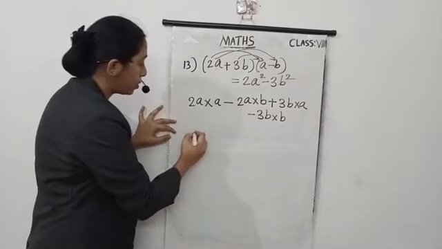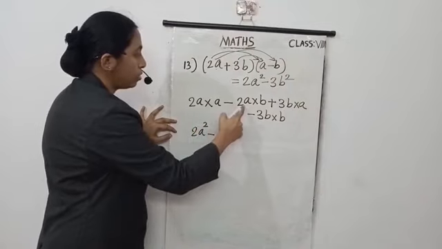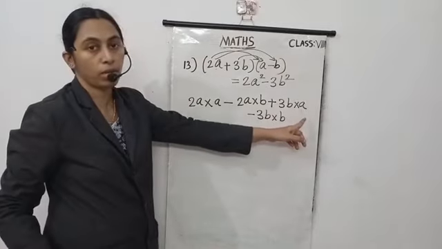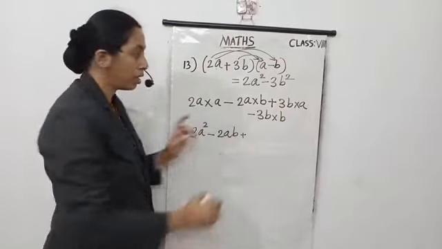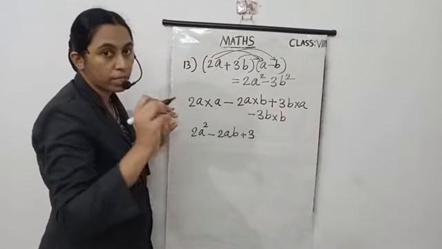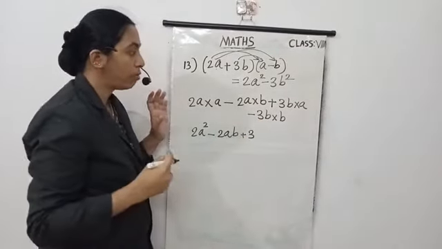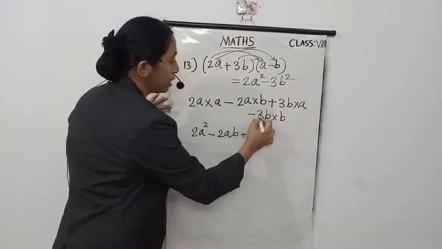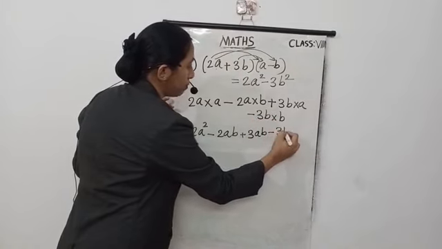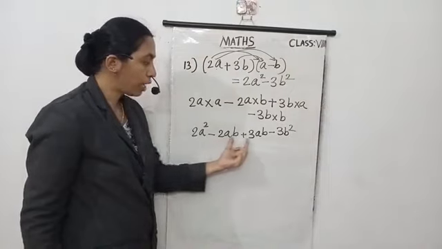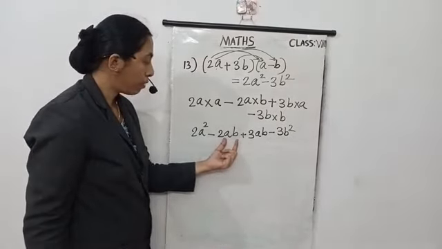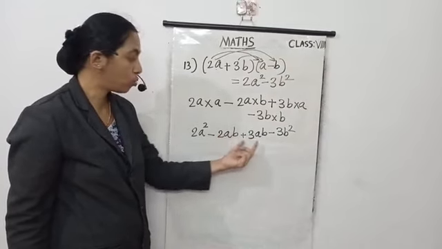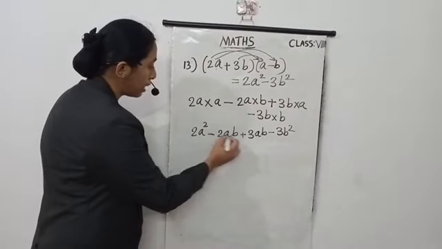Now 2a into a is 2a square, minus 2a into b is 2ab, plus 3b into a is 3ab. We write ab in the correct alphabetical order. If we write 3ba, it's okay, no problem, both are correct. Then minus 3b into b is 3b square. Now here minus 2ab plus 3ab. Here the variables are the same and with the same power. So these two are like terms. So here minus and here plus.